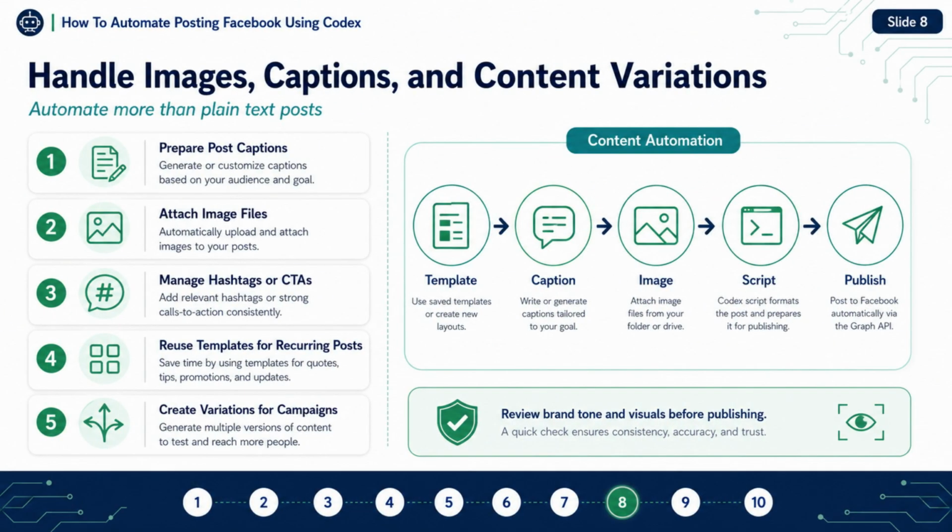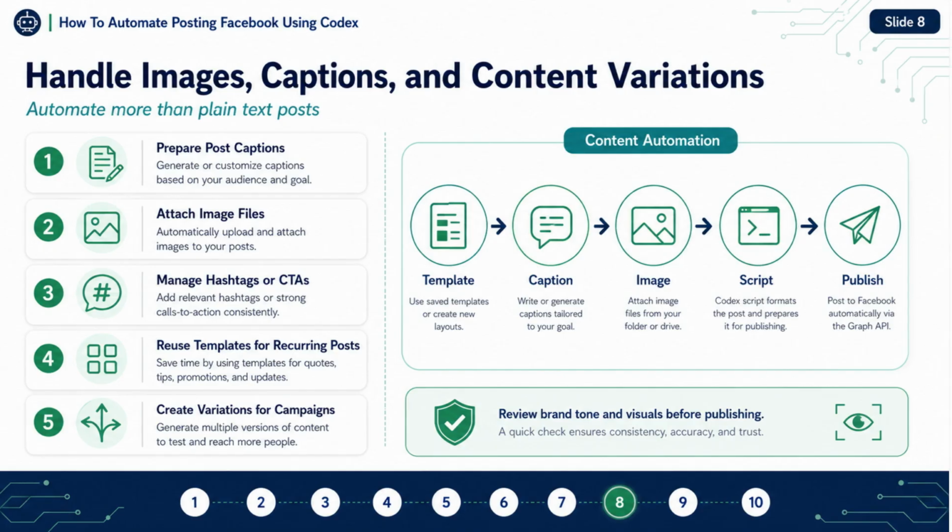Go beyond plain text by automating images and captions. Use templates to manage recurring content and create variations to maximize reach across different campaigns.